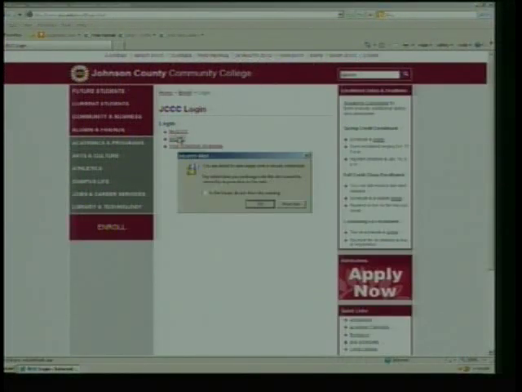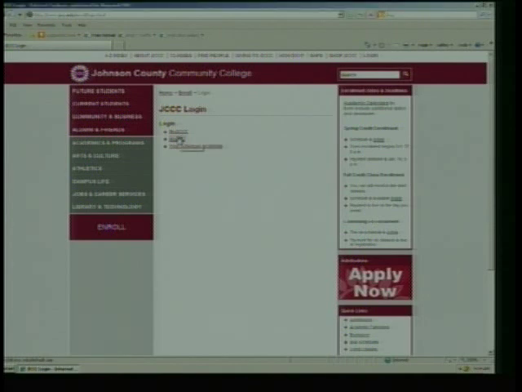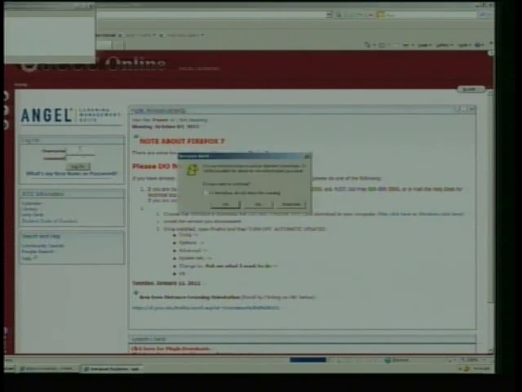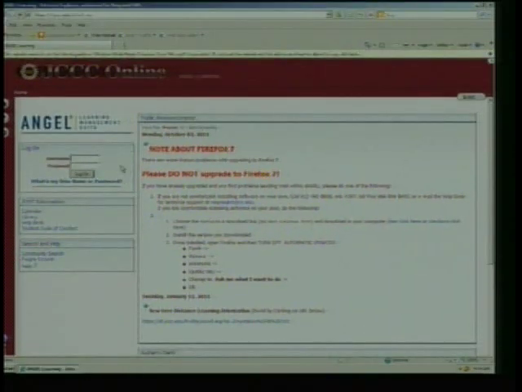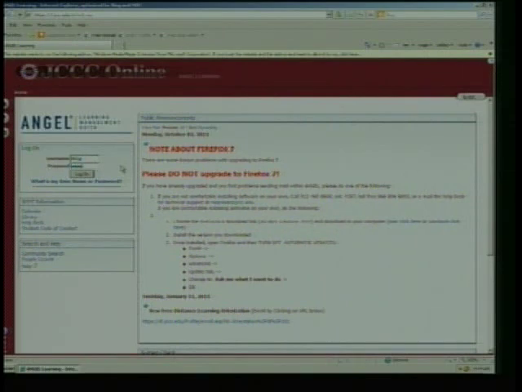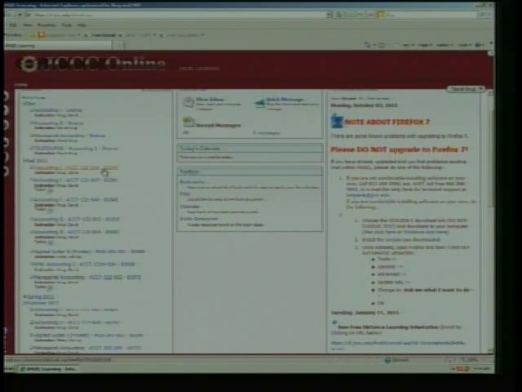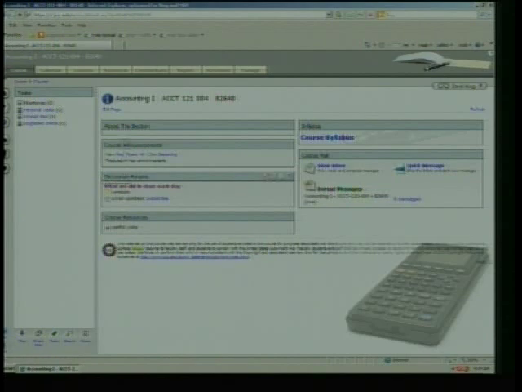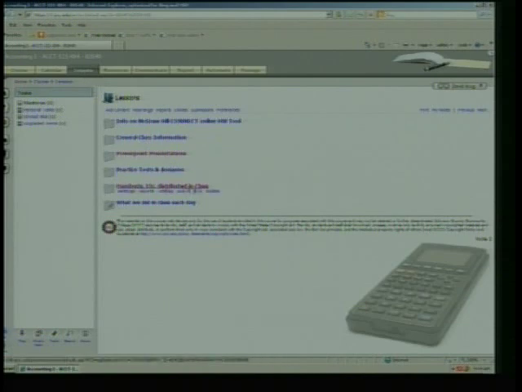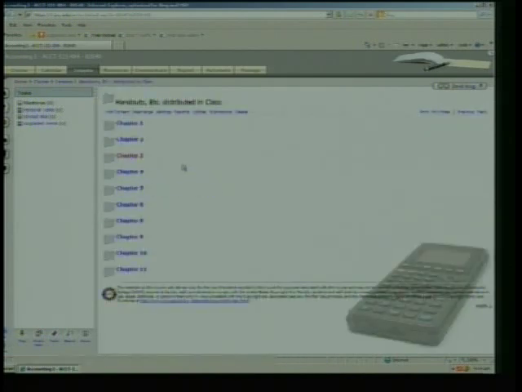Log into Angel. And then you're going to put in your name and password. My password is 1234567. No, I'm kidding, it's not. Then go to your class. Go to lessons. Go to handouts distributed in class. I've got several things in there for you. Go to the chapter. Let's talk chapter 4.